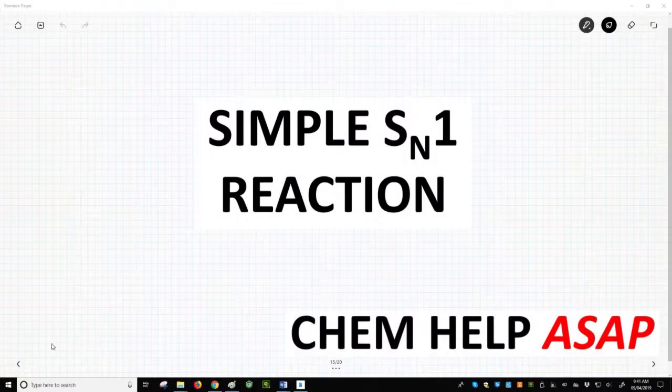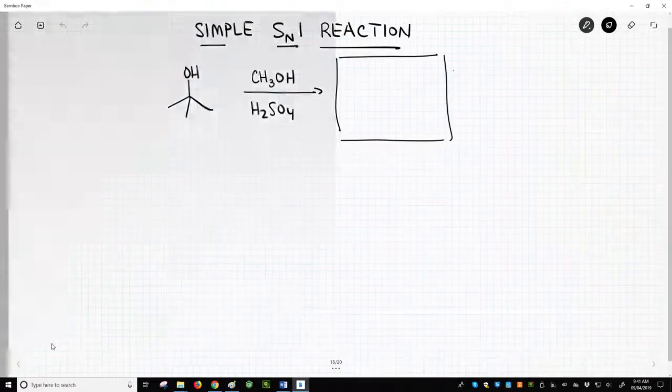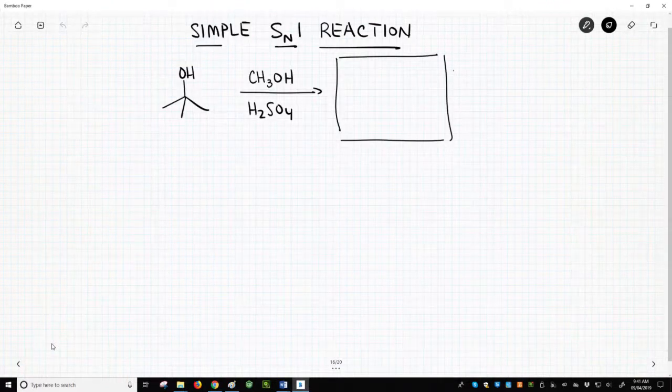Let's tackle an SN1 reaction. As with all these sample problems, be ready to pause the video if you want to test yourself before I give the answer. Our reaction is on the screen. We have the starting material and reagents. Our job is to predict the final product of the reaction. Pause the video now if you want to try this on your own. I'll wait about 5 seconds.